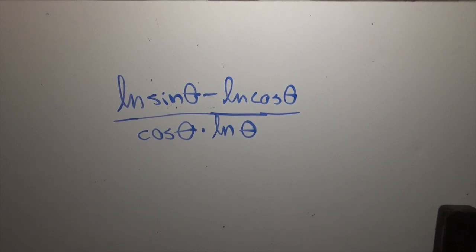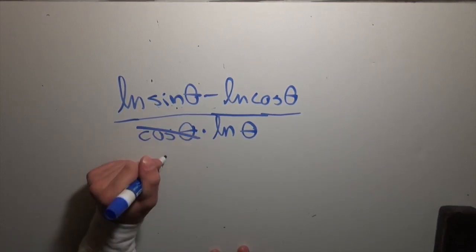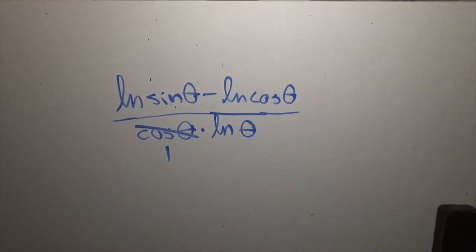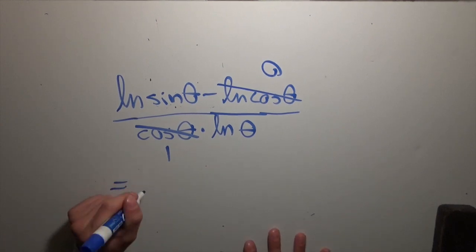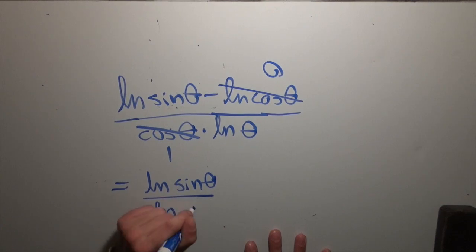Now, what are we doing? Well, in the picture we see that theta is approaching 0. If theta is approaching 0, then cosine of theta is going to be approaching 1, right? And if cosine of theta is approaching 1, then the logarithm of the cosine of theta must be approaching 0. And what we're left with is the logarithm of the sine of theta divided by the logarithm of theta.